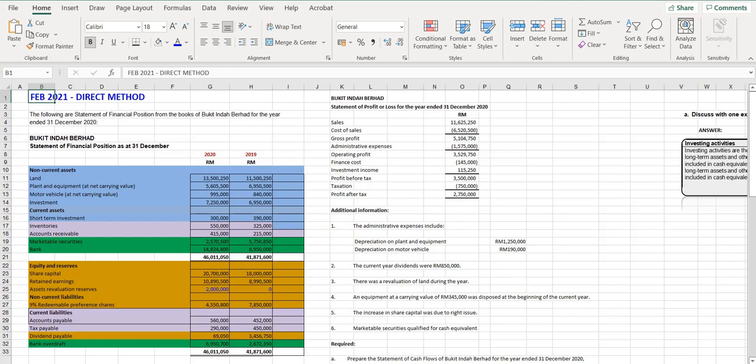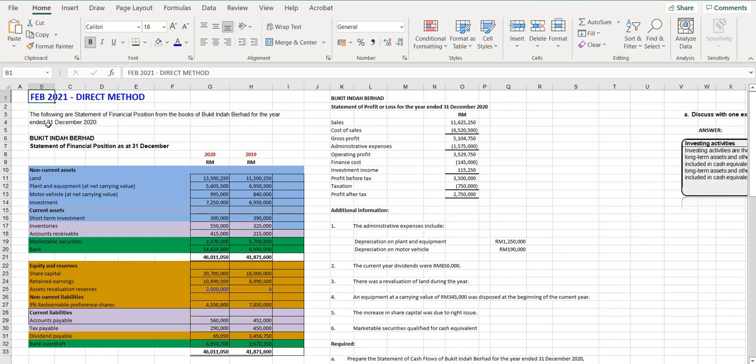So welcome back. Now we are going to have another session of how to prepare a statement of cash flow using direct method. Our question today is from FAR210, February 2021, the one conducted in UiTM PERAK. If you want a copy of the question, you can check the description and download it. Okay, let's look at the question now.